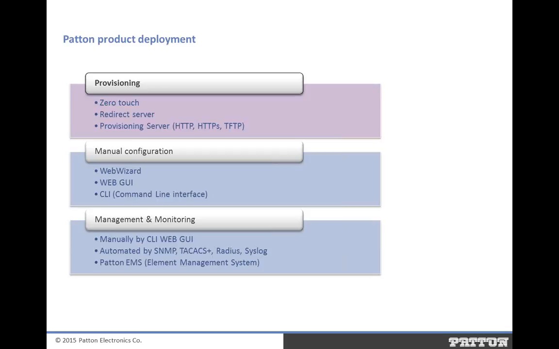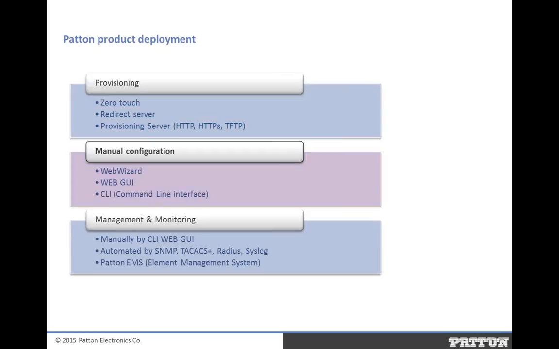The provisioning server is supporting, and also the products are supporting, different kinds of protocols, whether it's HTTP, HTTPS, or TFTP. Then, of course, the manual approach is always available, and maybe the easiest way to get started with configuring a unit, whether this is being done through the CLI or the web interface, but now also the possibility through a WebWizard, which we will show later in the presentation.